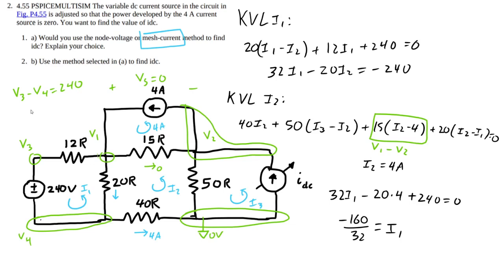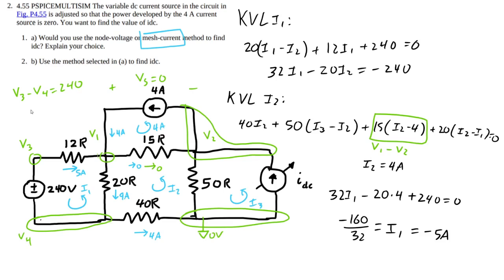Negative 160 over 32 equals minus 5 amps, which means that I1 is flowing opposite of the actual current in the circuit. So here's 5 amps going this way. Now if we do this, we have 4 amps going this way and 0 amps going this way. The only place where the amps could go is through that 20 ohm resistor.